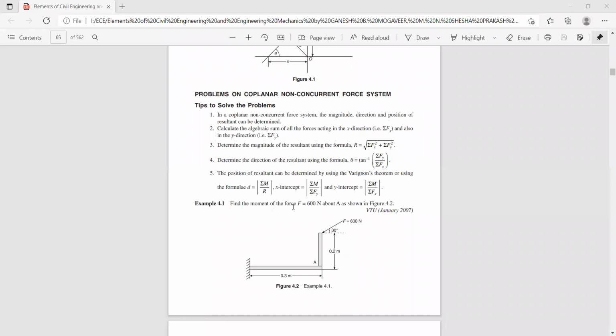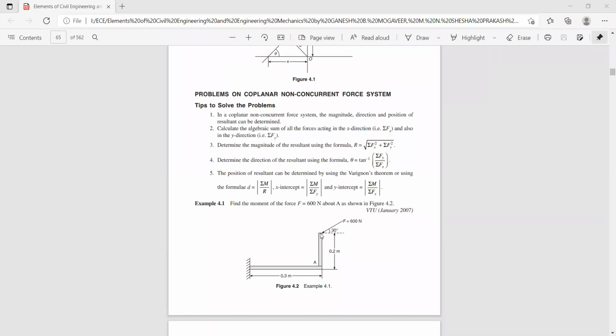So find the moment of the force 600 Newton about A as shown in the figure. Because we need to understand this concept. When you have a number of forces acting in a plane, then we need to find the moment of each force with respect to any given point. So this is a very simple figure.